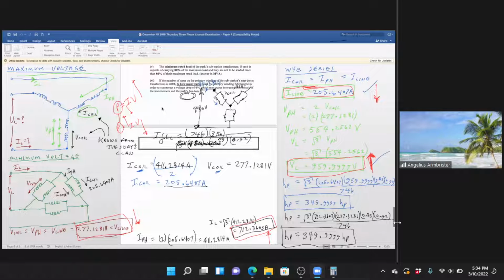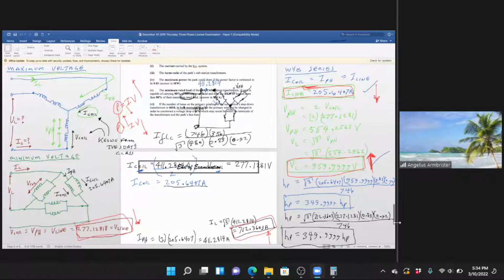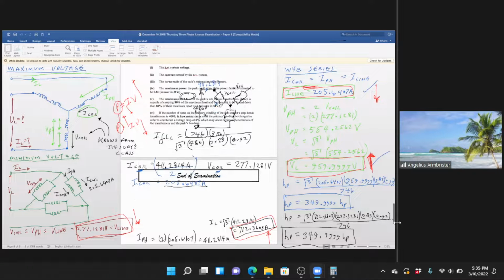So this one here says if the number of turns on the primary winding of the substation step down transformer is 4,000, to how many turns must the primary winding be changed in order to counteract a voltage drop of 6%, which may occur between the terminals of the transformers at the park substation? So in other words, you're saying there's a voltage drop on the system.